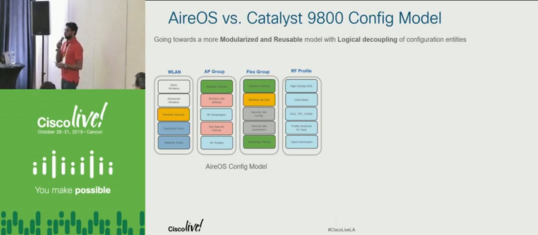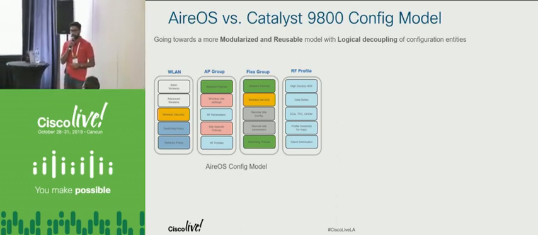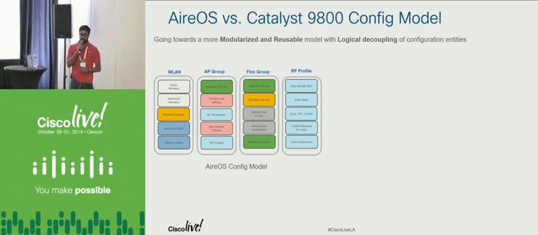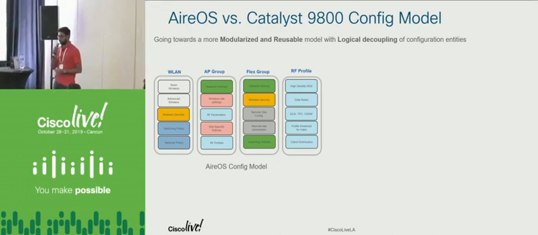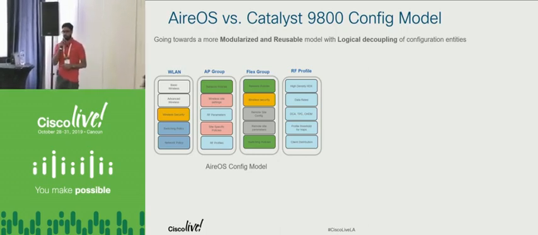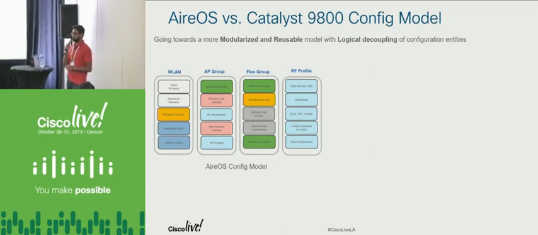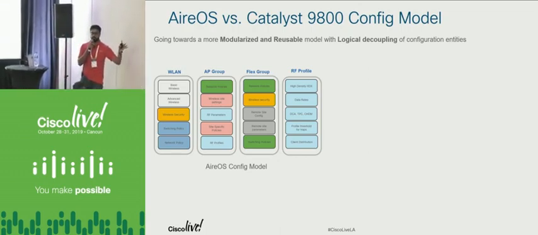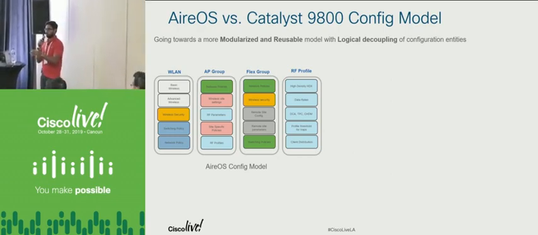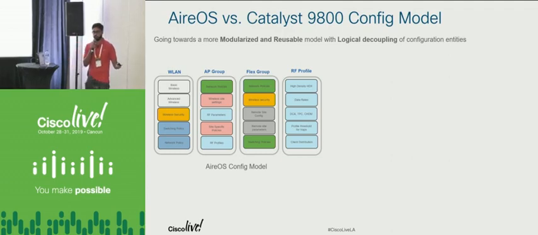If you notice this model, there's actually an unnecessary dependency between these two pillars. I don't know how many have noticed, but in case you have an RF profile tagged into AP groups or Flex groups, to make or edit changes in the RF profile, you would need to remove that dependency from the AP group or Flex group. But in reality, the RF properties of an access point should have nothing to do with the broadcast domain of the access point, or the security or site-specific properties.